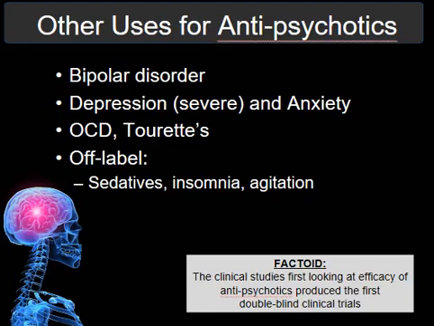All of these drugs we've talked about in the context of other diseases, which is why you may recognize some of them individually. Many of these antipsychotics have utility in treating bipolar disorder, severe depression coupled with anxiety, OCD, Tourette syndrome, and for a long time they've been used off-label as sedative agents. They've been used to treat insomnia, and they've been used to treat agitation as well. And I know I've talked about this before, but just an interesting factoid: the first clinical studies looking at the efficacy of these agents was the creation of the first double-blind clinical trial, which I think is really interesting.